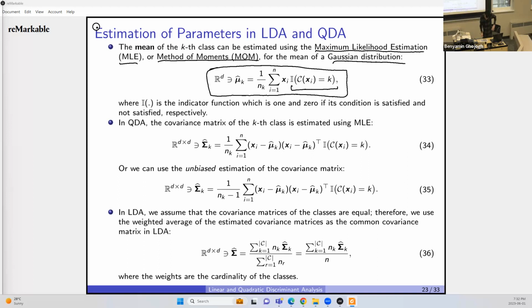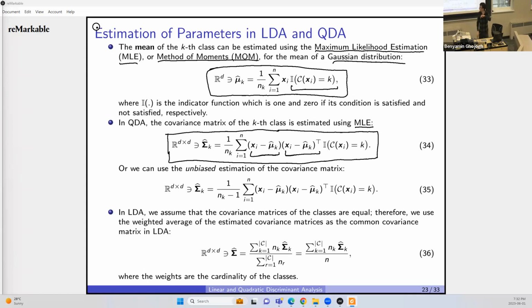Also, for covariance, we can use this, which is a sample covariance matrix. It can be proved that this is the maximum likelihood estimation of covariance in the Gaussian distribution, okay? So what is it? It says xi minus mu times xi minus mu transpose. This becomes a matrix, why? Because this is a column vector and this is a row vector. So this becomes a matrix, and only for the points inside that class. If we want an unbiased estimation, rather than nk in the denominator, we'll have nk minus one. And this will be an unbiased estimation of the covariance matrix.